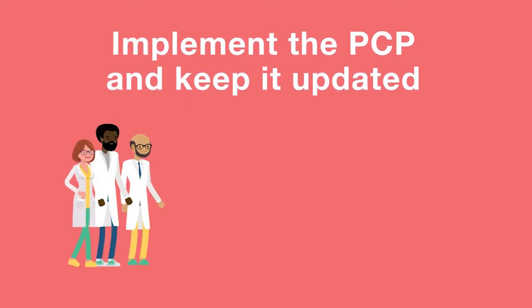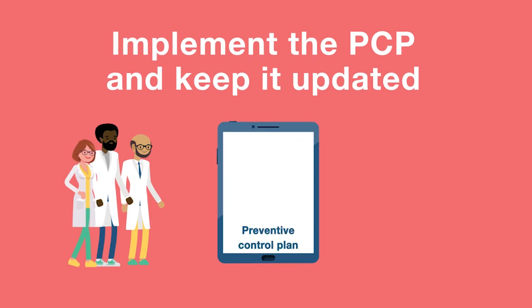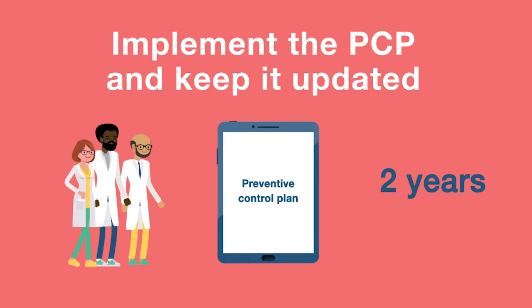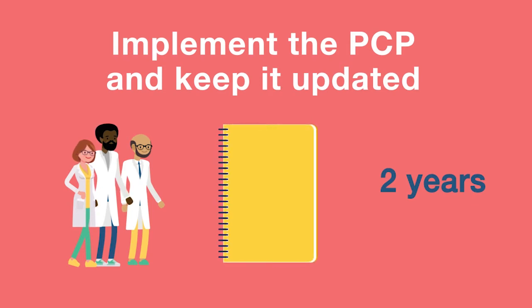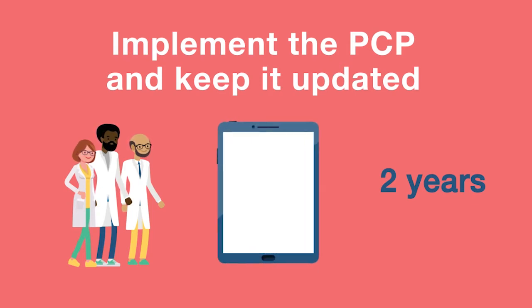Anna needs to put her plan into practice by making sure her team is well trained, by following the plan as written, and by keeping records of Preventive Control Plan related activities for at least 2 years. Anna can keep her plan as a printed document in her facility or electronically.